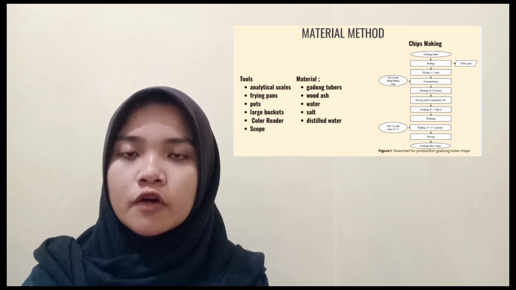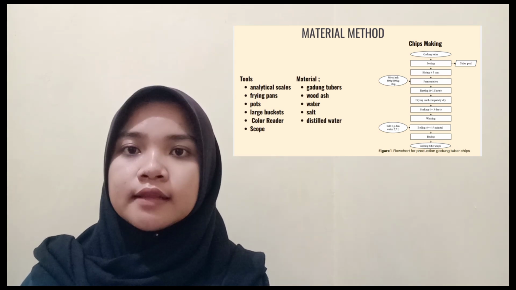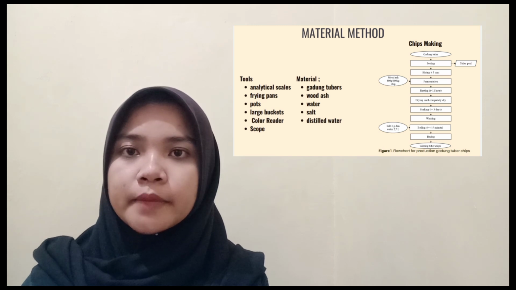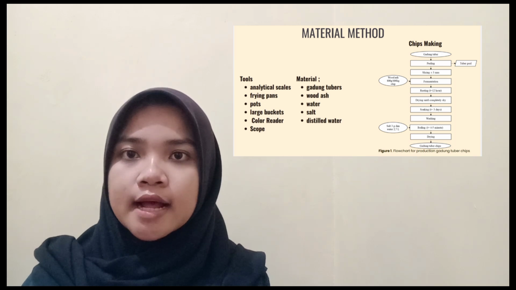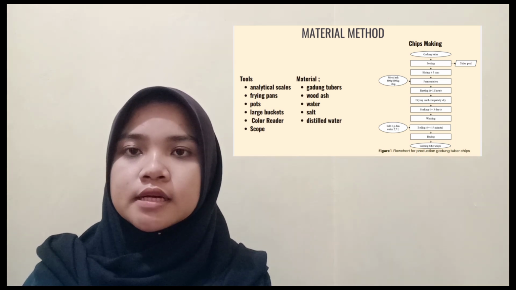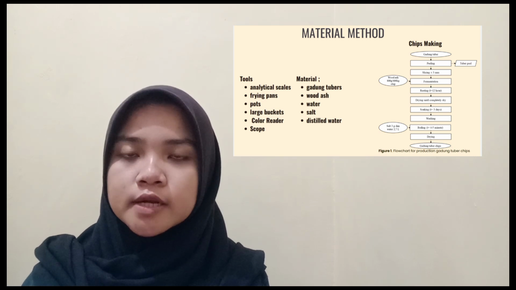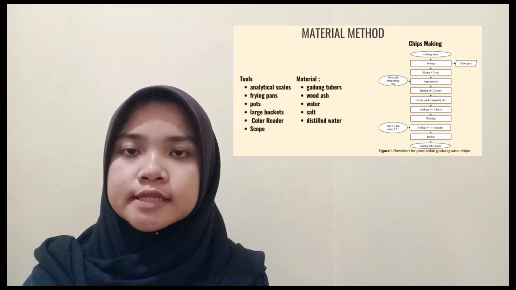Then the process of making gadung tuber chips can be seen in Figure 1. The initial step of making gadung tuber chips is done by preparing the gadung tubers. After the gadung tubers are ready, the tubers are peeled to remove the tuber peel. Then the peeled gadung is cut with a thickness of about 3 mm to increase the surface area of the gadung tubers and facilitate the processing.